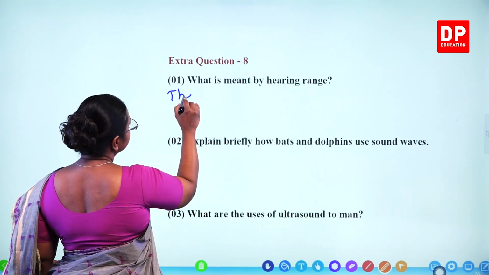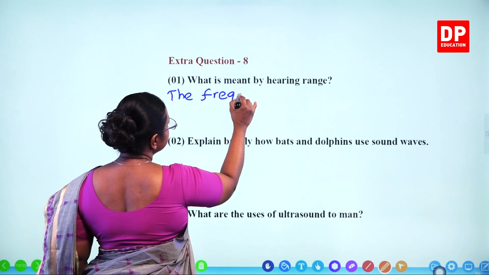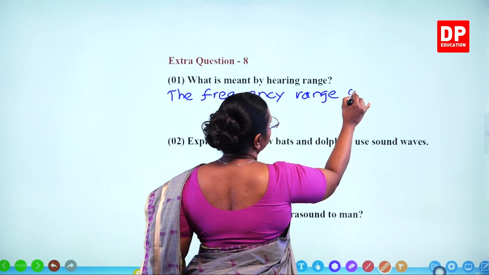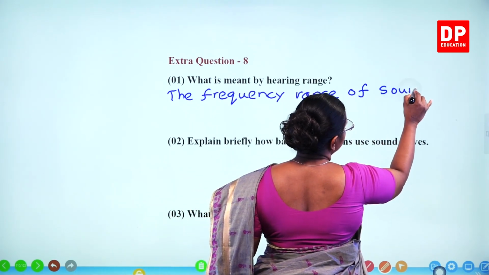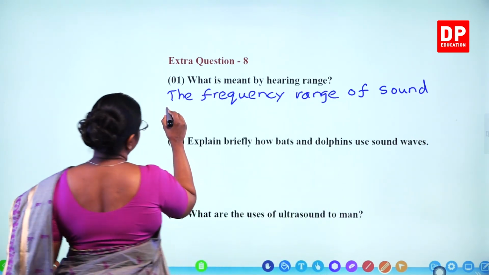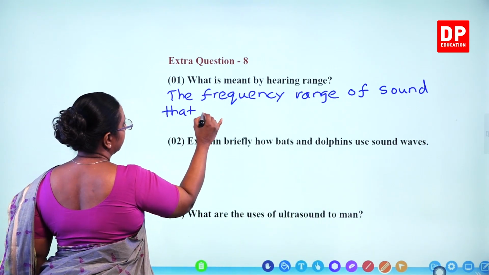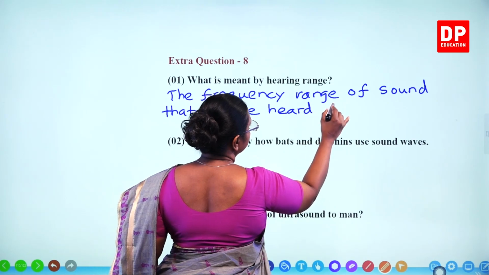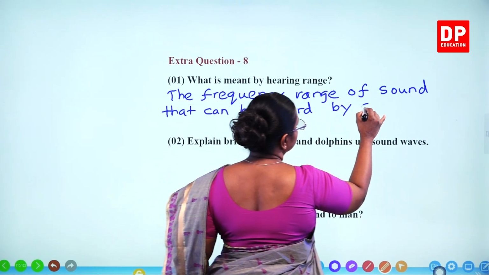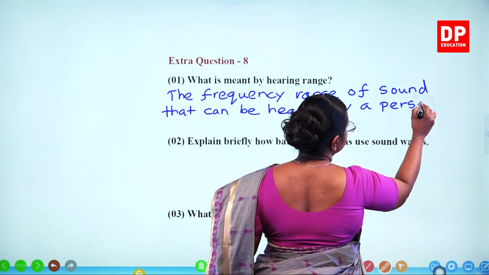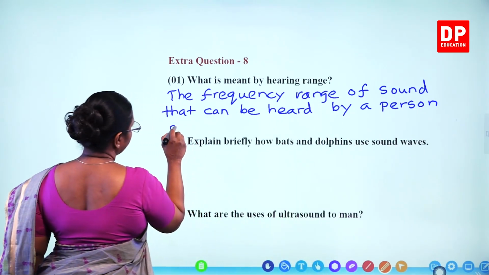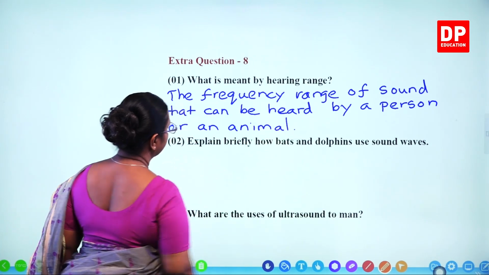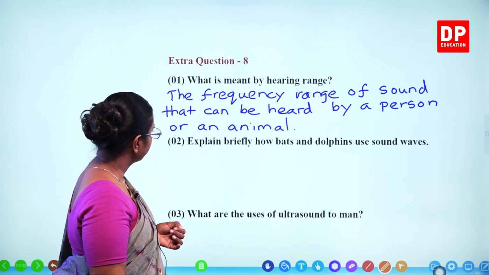So, the frequency range of sound that can be heard by a person or an animal. That is the hearing range.